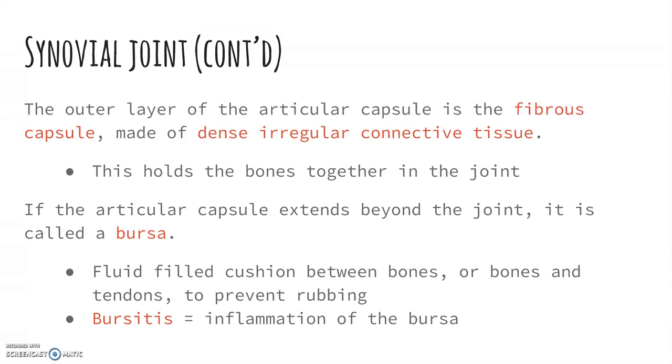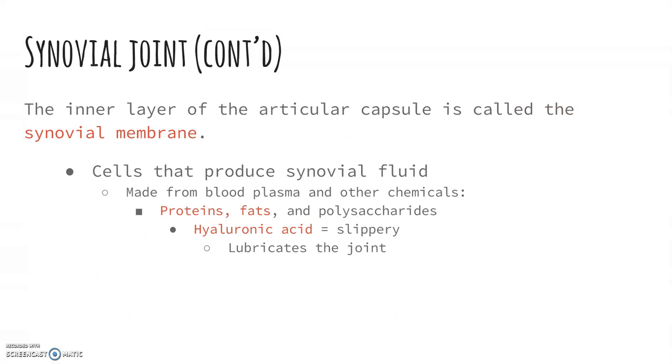The term bursitis just means inflammation of that bursa, or fluid-filled sac. The inner layer of the articular capsule is called the synovial membrane. This membrane has cells in it which produce synovial fluid. The fluid is made from blood plasma and other chemicals like proteins, fats, and polysaccharides. One of the polysaccharides is called hyaluronic acid. This is what makes the synovial fluid very slippery and lubricates the joints.